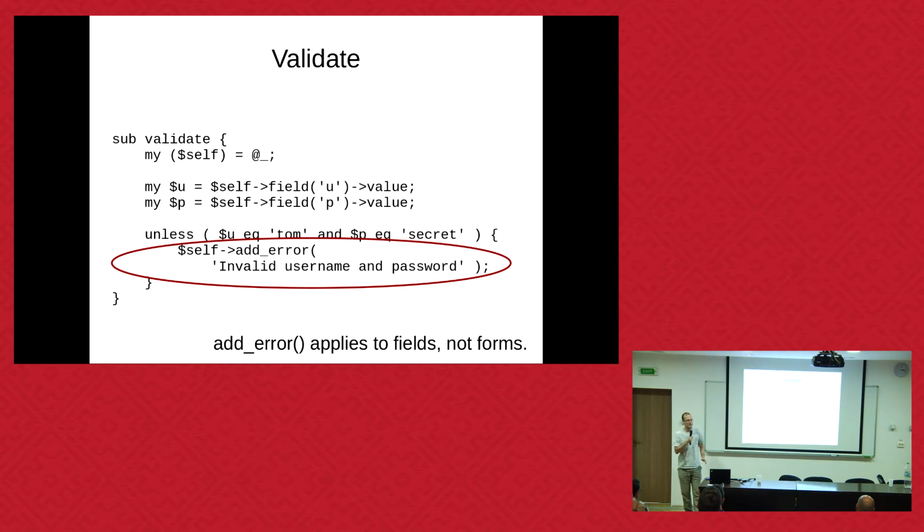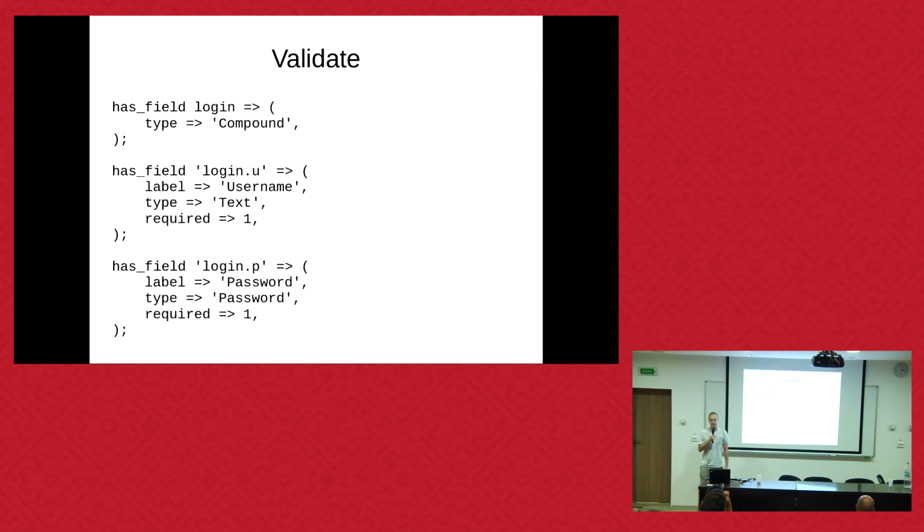The errors have to be on a given field. Okay, well that's fine. So basically, if the user enters an incorrect username and password, we set an error on, well, what? Is the username wrong? Is the password wrong? Well, neither. It's the combination of username and password that's wrong. And what FormHandler gives us to deal with that is compound fields.